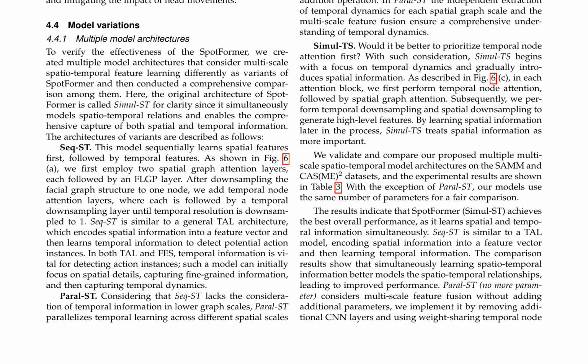The experimental results, presented in Table 3, demonstrate that SpotFormer, Simul-ST, achieves the best overall performance on the SAMM-LV and CAS(ME)2 datasets. This is attributed to its ability to simultaneously learn spatial and temporal information, enabling a comprehensive capture of both spatial and temporal relationships. In contrast, Seq-ST, which encodes spatial information into a feature vector and then learns temporal information, performs similarly to a general TAL architecture.